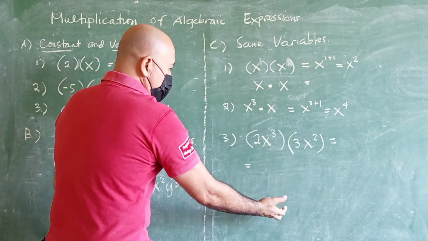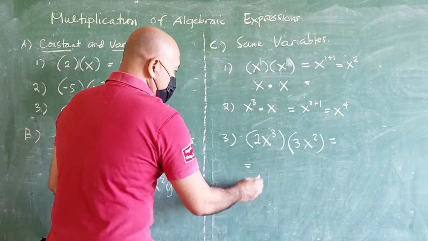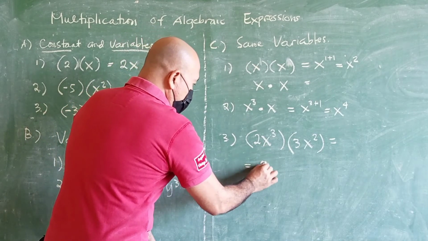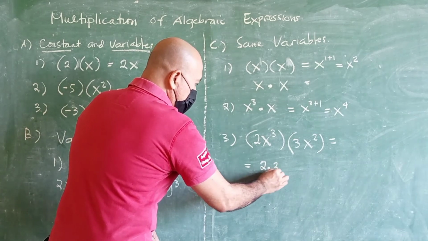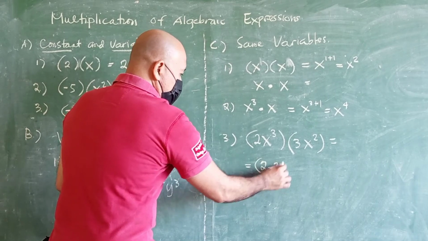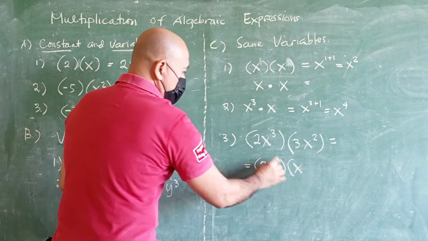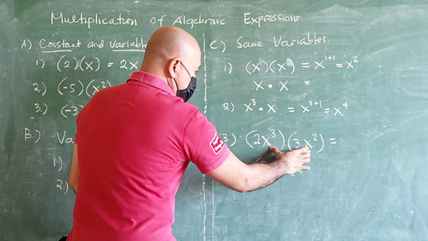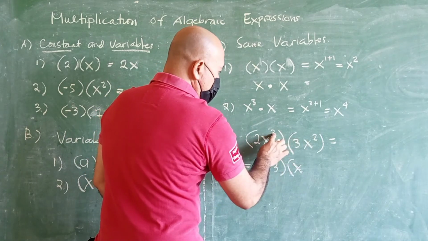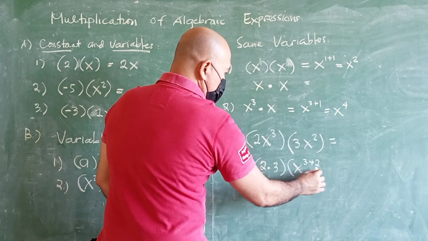But for the sake of presenting the step-by-step solution, because this is a step-by-step review, you may multiply this first, 2 times 3, and then times x. Since the variables are the same, just copy the common variable, a single x, and then add their exponents. The first exponent is 3, the second exponent is 2.